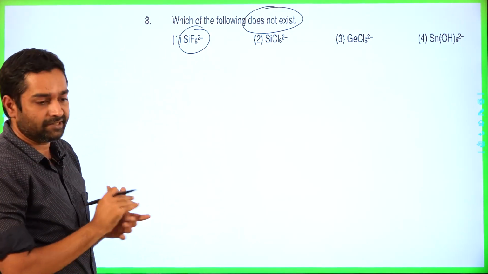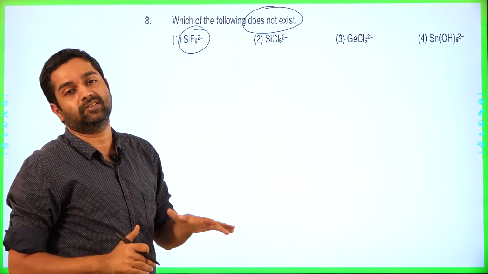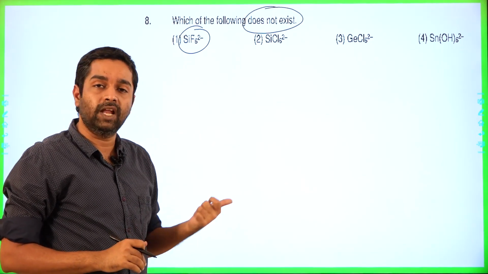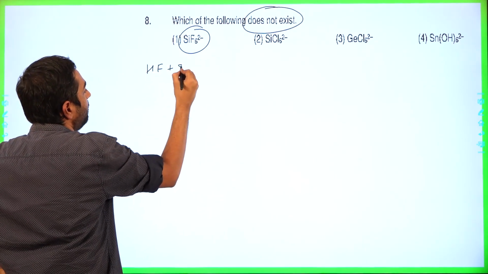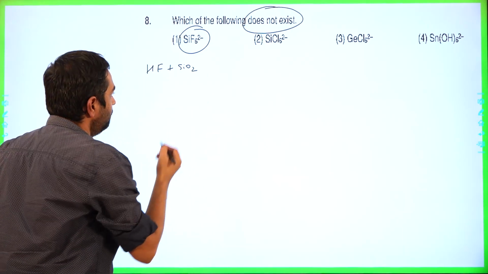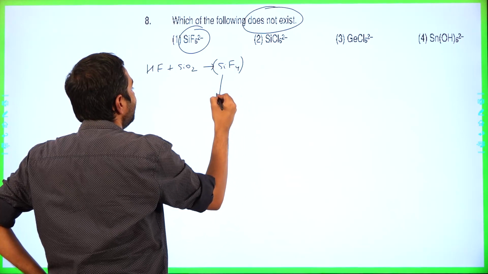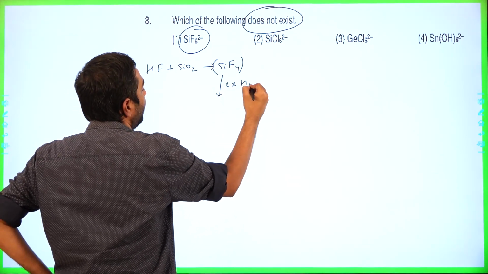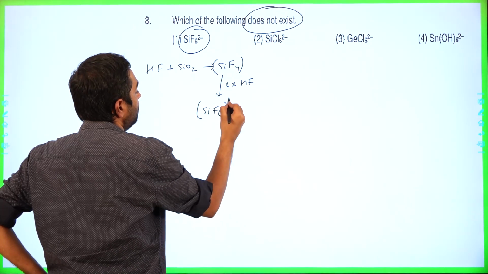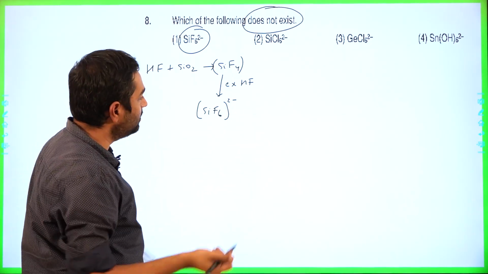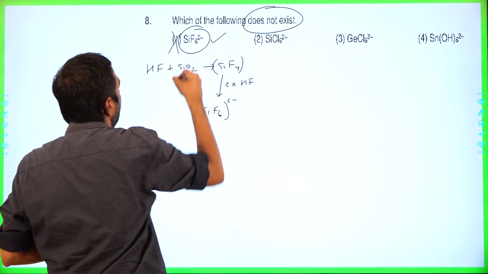How do I know this exists? You might be familiar with the fact that HF can dissolve glass. How is it that HF dissolves glass? When HF reacts with silicon dioxide, which is basically glass, SiF4 is produced first. That SiF4, when it reacts with excess HF, will effectively end up forming SiF6 2-. It actually forms H2SiF6, which is soluble. So this definitely does exist, so this is going to be a wrong option.